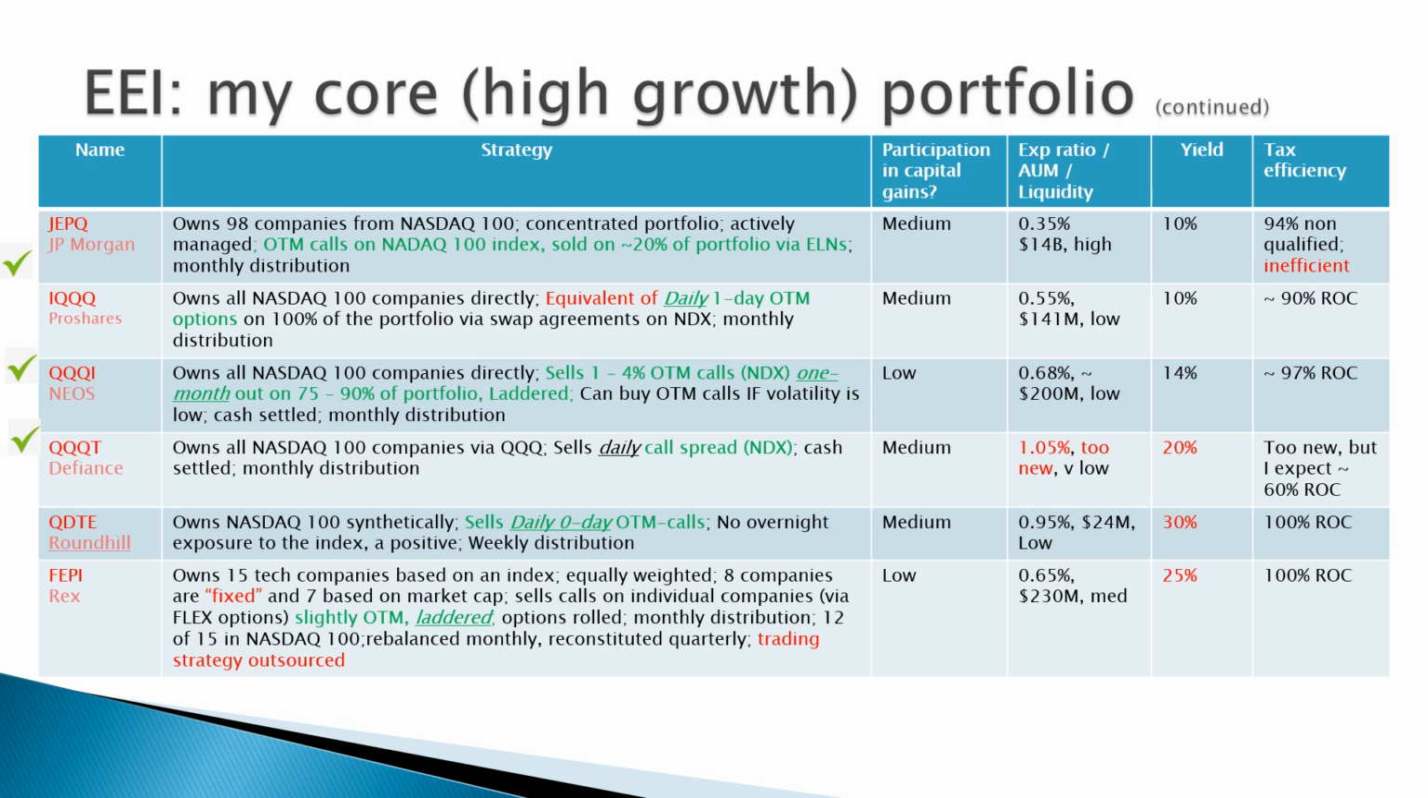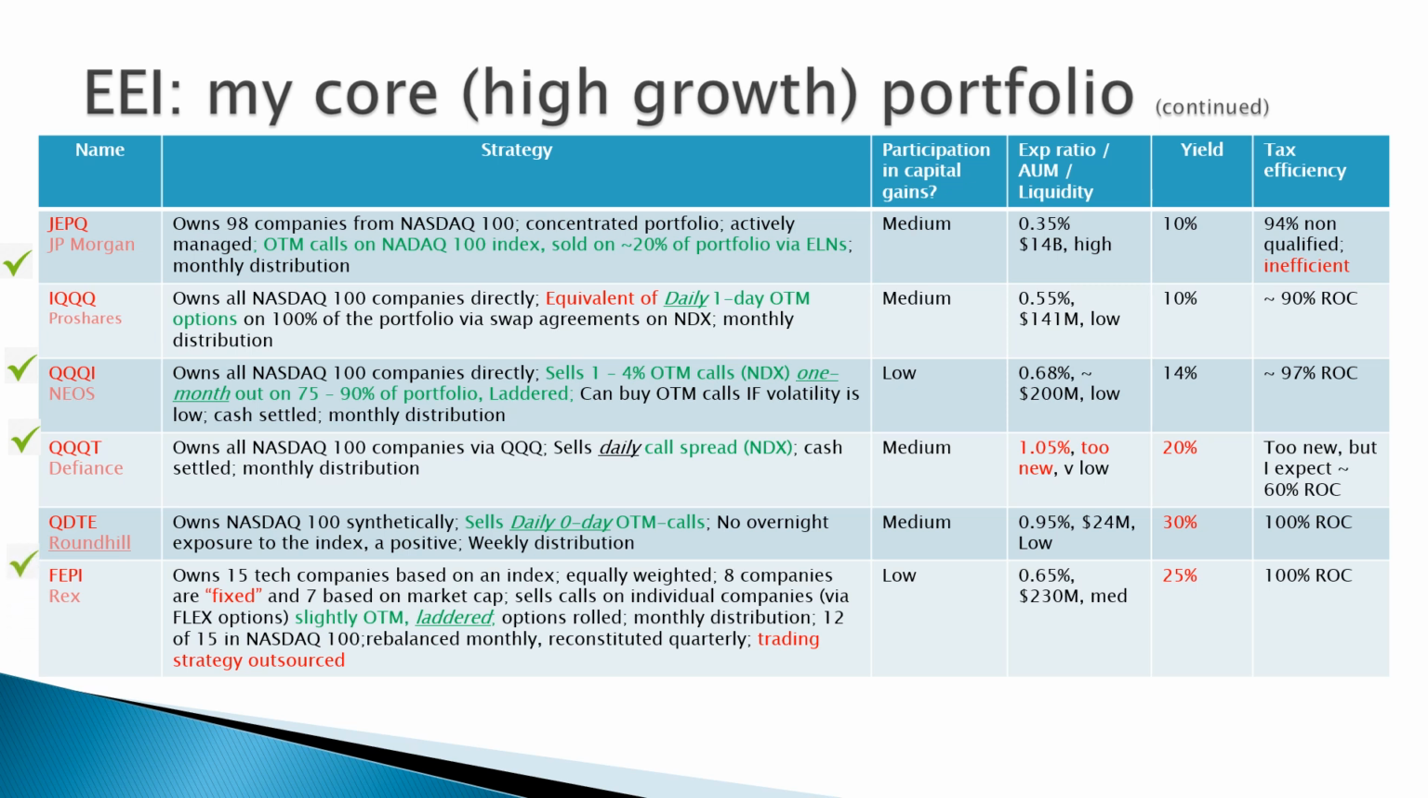But the manager was explaining that they only do it when the volatility is very low. And the example he gave was if the VIX, or whatever the equivalent of VIX is for the NASDAQ 100, was below 10 or something like that. And I'm not going to hold my breath for that to ever happen. Like most of these, I look for cash settled trades. So these guys do that. They have a monthly distribution. I'm rating their participation in capital gains as low.